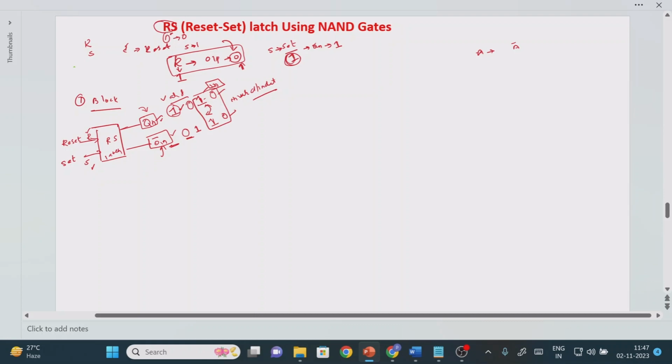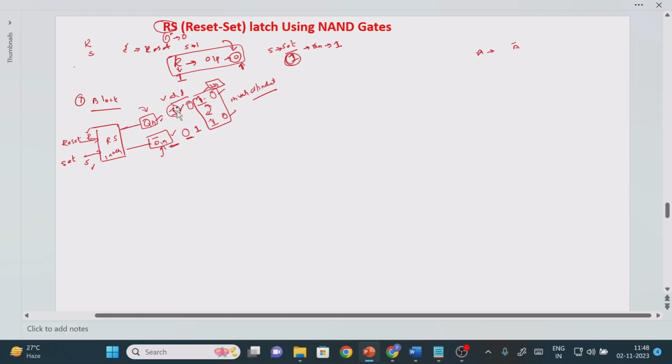When S equal to 1, it means that set is activated. What should be the output value? Set means whatever the current state, the output value should be 1, right? Then it will produce two kinds of output, one is the normal output, another one is the complement output. If they are complements of one another, then it is a valid condition. It means that we can store some value in the memory element, right? If it is producing the same value, then it is called an invalid or indeterminate circuit. These two points you have to remember, right?